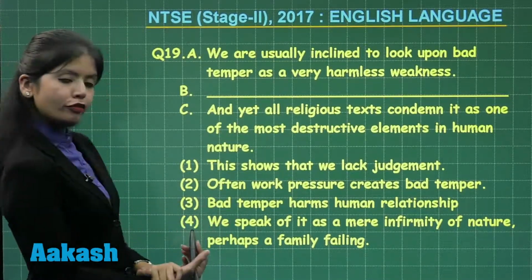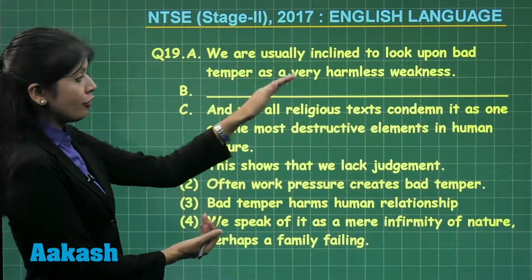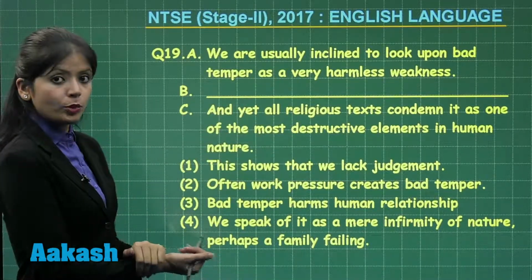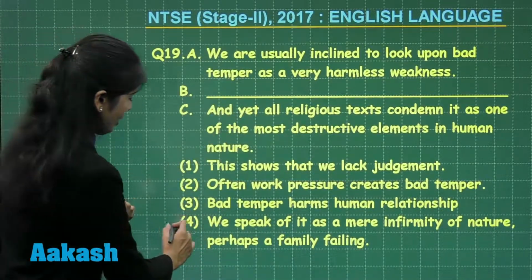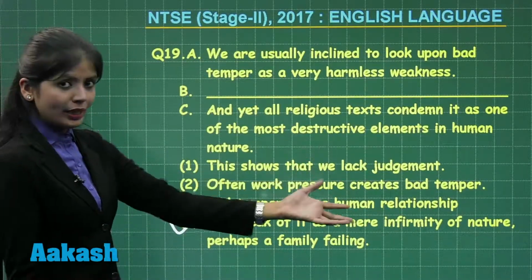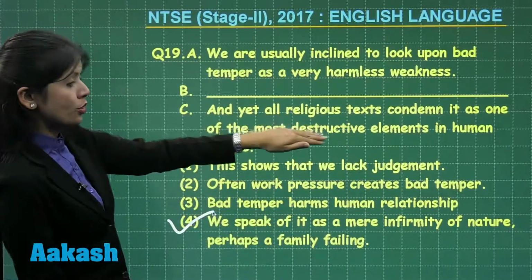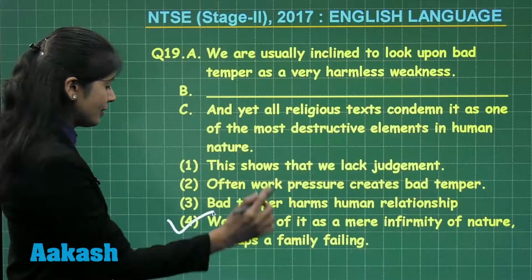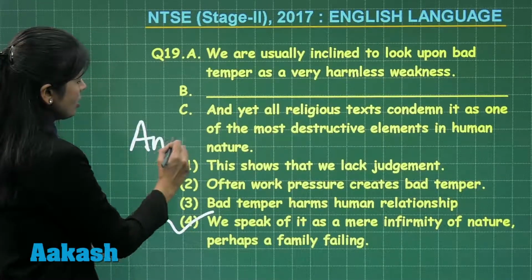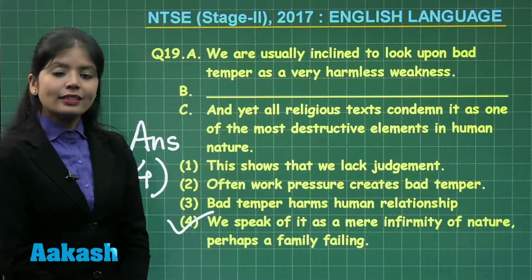When we look at option 4, it clearly begins with the idea of harmless weakness and therefore is in opposition to option C. We speak of it as a mere infirmity of nature, weakness of nature, perhaps a family failing, is in opposition to sentence C, and thus the correct answer is option number 4. Let's look at the next question.